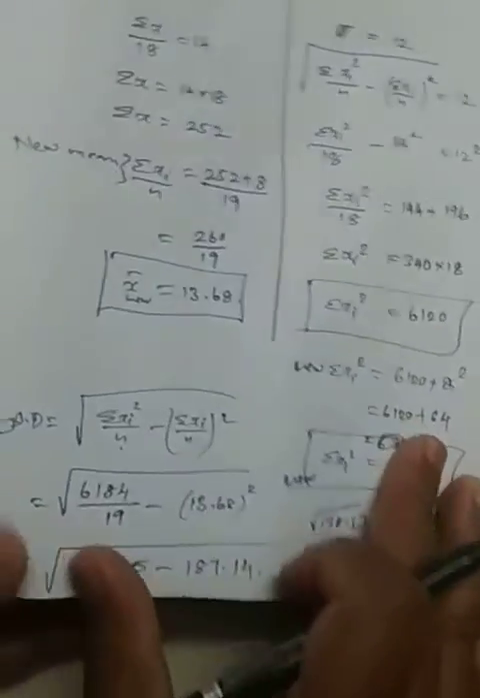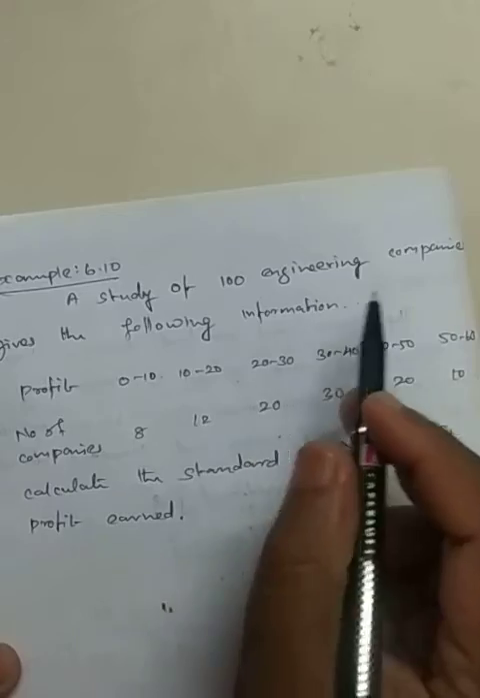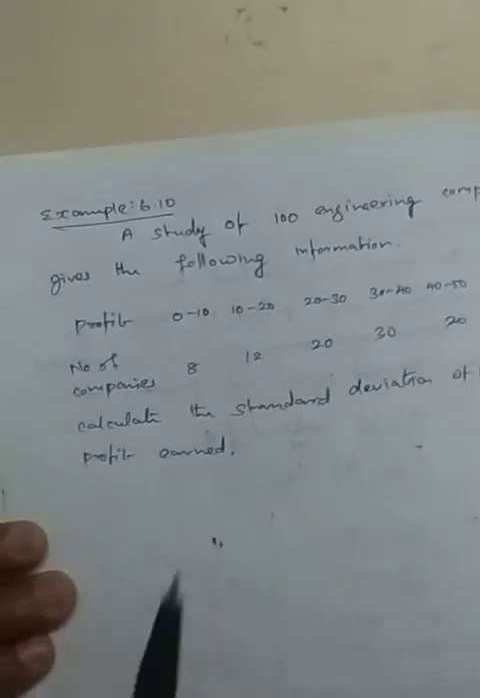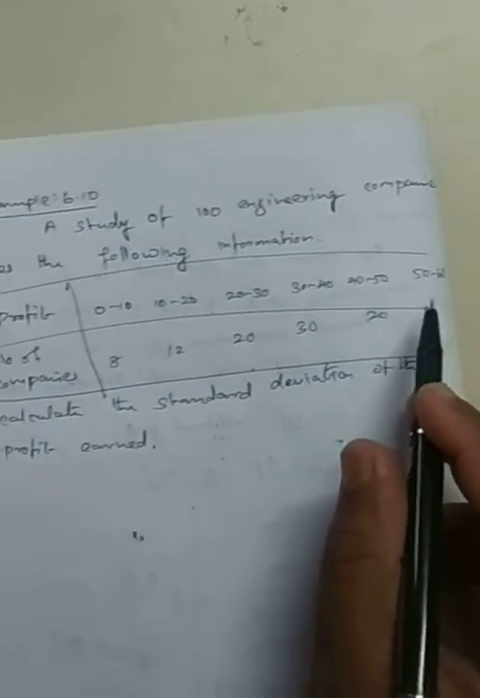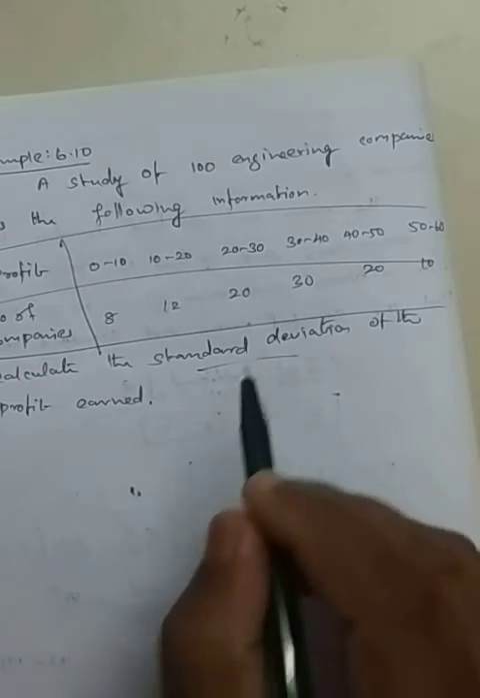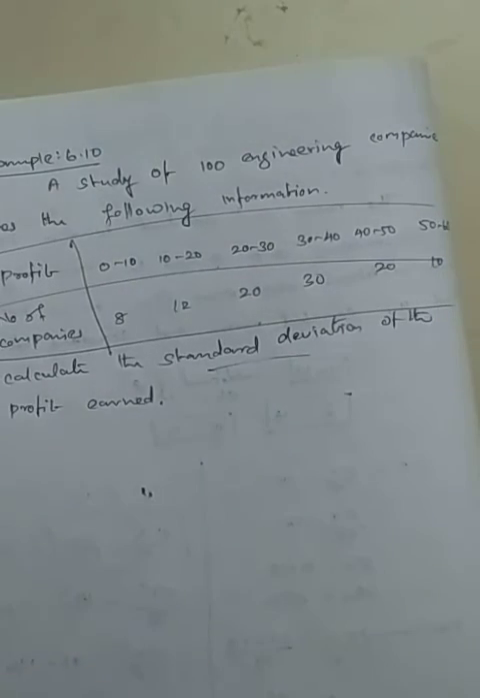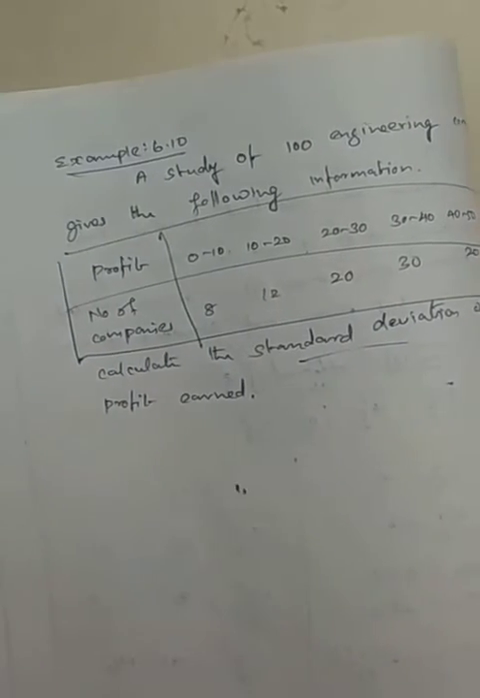Okay. Finally, one more problem. You can check it here. Indirectly, the questions are there. A study of 100 engineering companies gives the following information. The profit and these things are given. Profit is 0 to 10, 10 to 20, up to 50 to 60. Number of companies is 8, 12, 20 like that. They ask to calculate the standard deviation of the profit earned. So we need to find the standard deviation here.